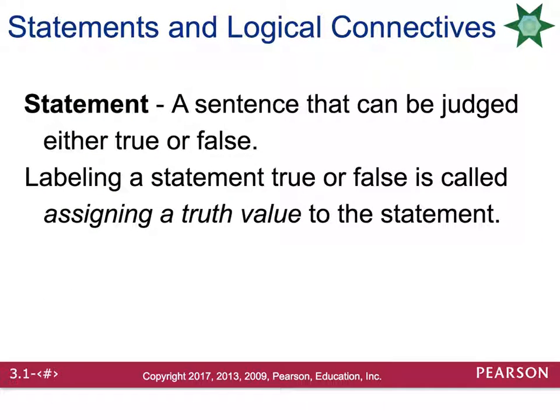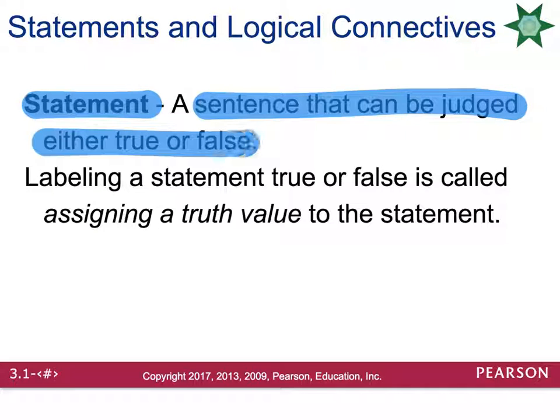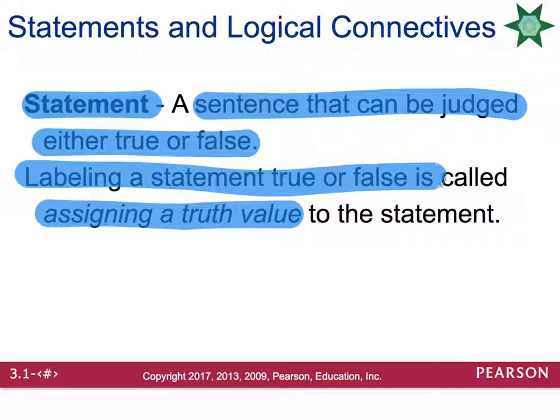A statement is just a sentence that can be judged either true or false. So we'll know whether a statement is true or false. When we label that, we're assigning a truth value to that statement. So that's labeling a statement as true or false. When we give a truth value, you say, hey, this statement is false. The sky is brown. That's false.